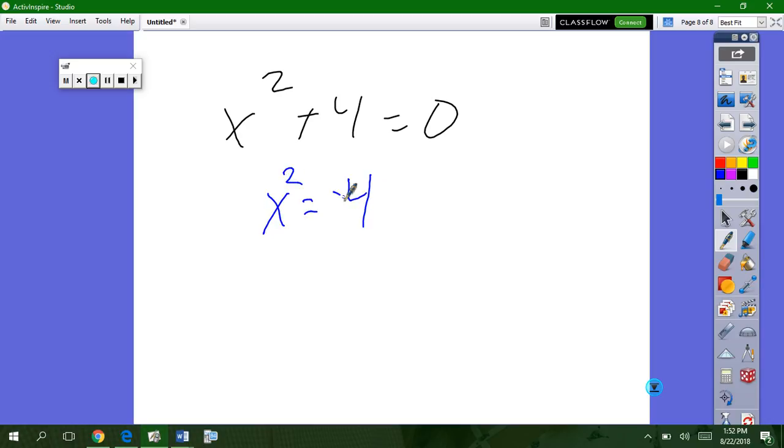Now, when I look at this, though, x squared equals negative 4. Okay? x squared equals negative 4. What makes this a non-real solution? Go ahead, Hallie, since she raised her hand.